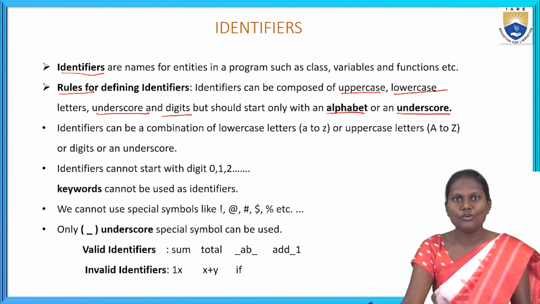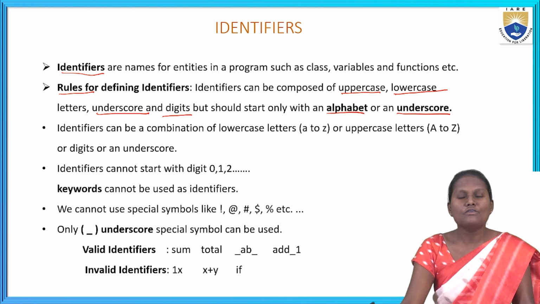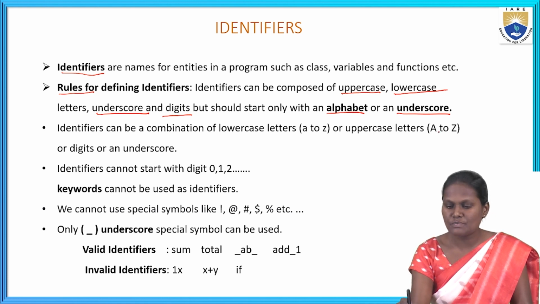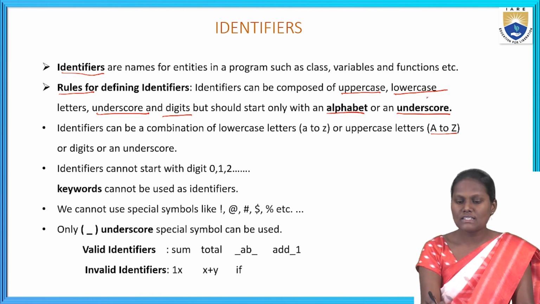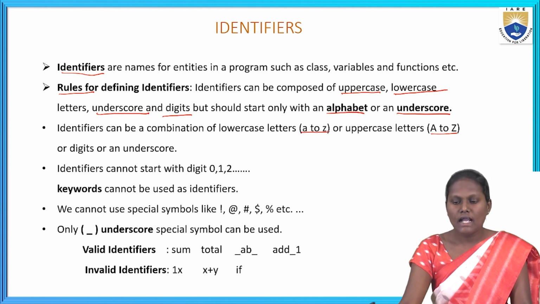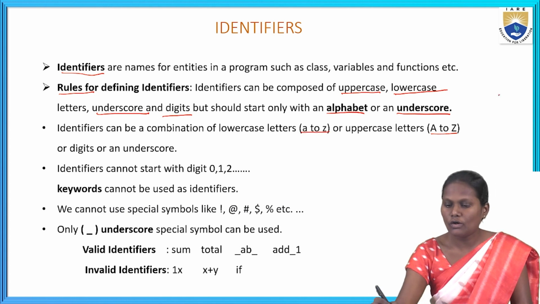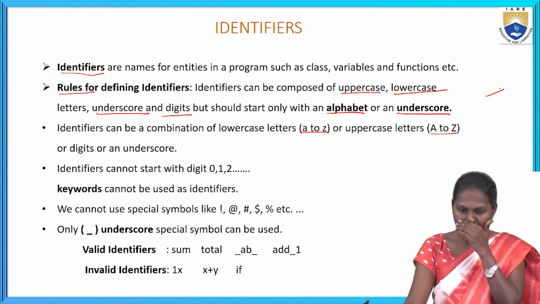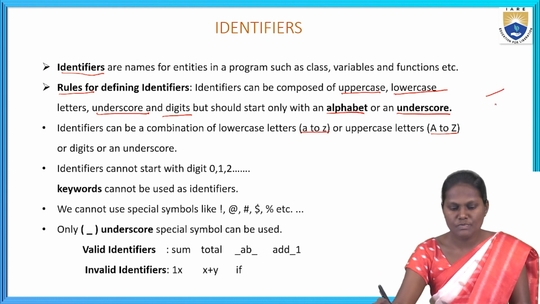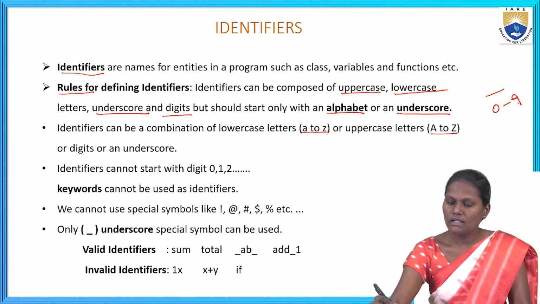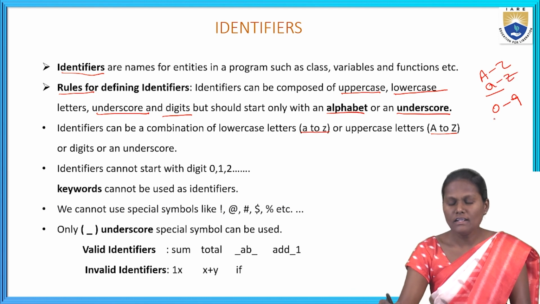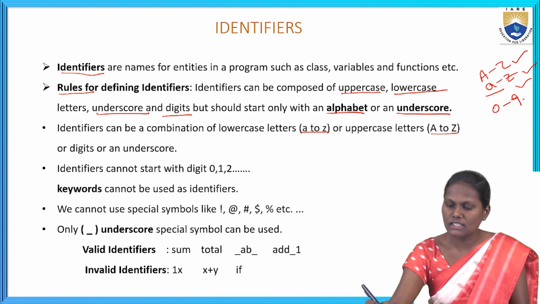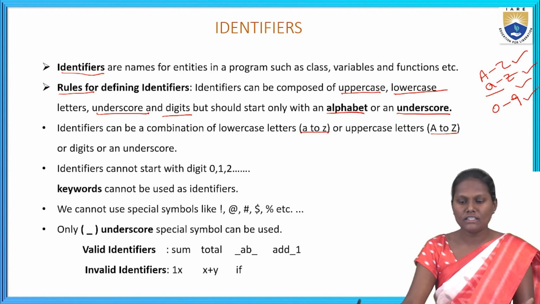What are the rules we have to follow for defining the identifiers? We have to write uppercase letters, which means capital A to capital Z, and lowercase letters, which means small a to small z, and underscore, we all know that, and digits, which means 0 to 9. These are the 4 kinds of characters we can use in an identifier. These are the rules for the identifier for writing a code.